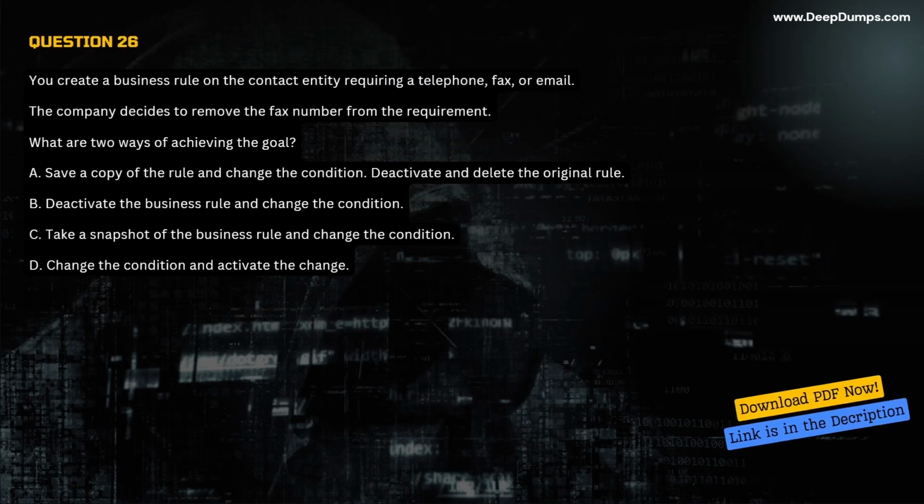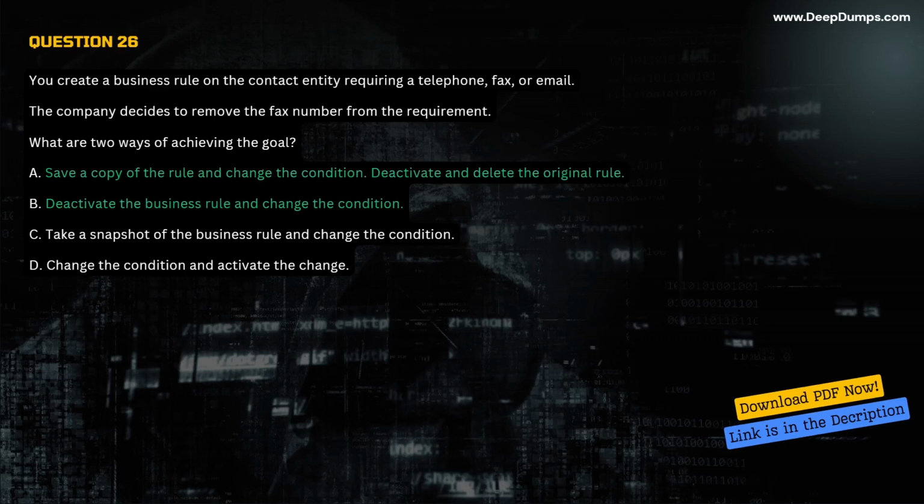Question 26. You create a business rule on the contact entity requiring a telephone, fax, or email. The company decides to remove the fax number from the requirement. What are two ways of achieving the goal? A. Save a copy of the rule and change the condition. Deactivate and delete the original rule. B. Deactivate the business rule and change the condition. C. Take a snapshot of the business rule and change the condition. D. Change the condition and activate the change. Correct answer A and B.